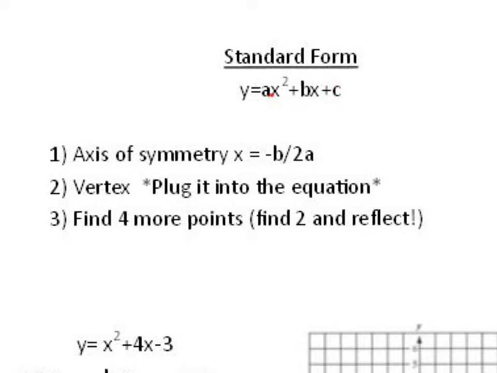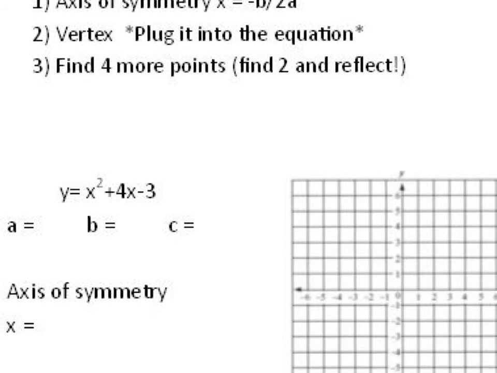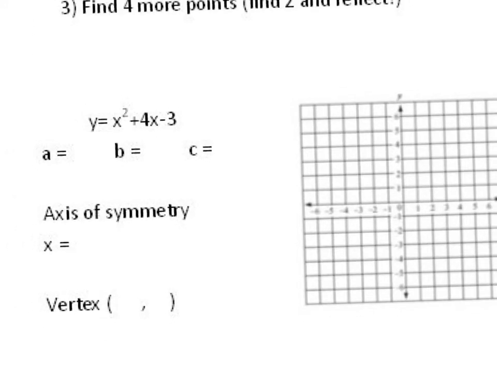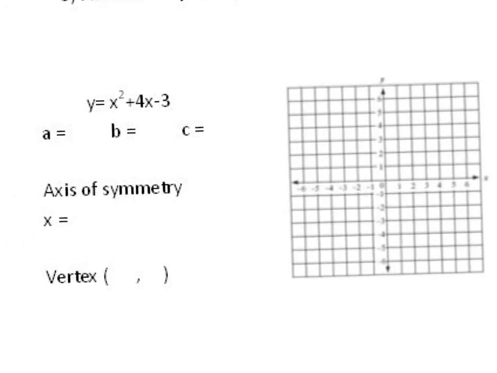plus c. There's no bubbles. It's what we've been working on in class, and you actually know how to do this. This is all review. You find your axis of symmetry using negative b over 2a. You find your vertex, which means you take what you have here and plug it in the equation, and you find 4 more points. Really, you just find 2 and reflect, right? So we've done this. On the right-hand side, you'll have this, and you need to take notes on the right-hand side as we do this.